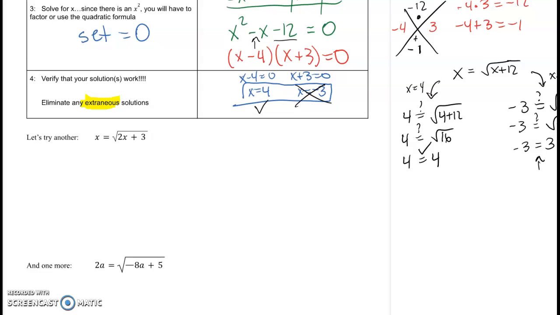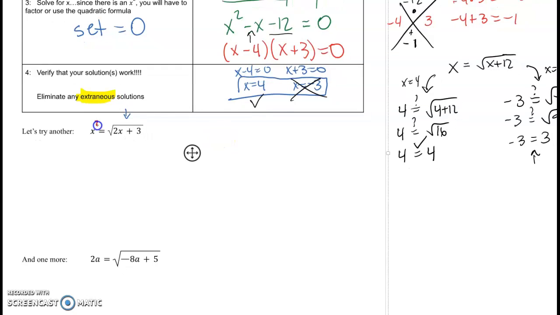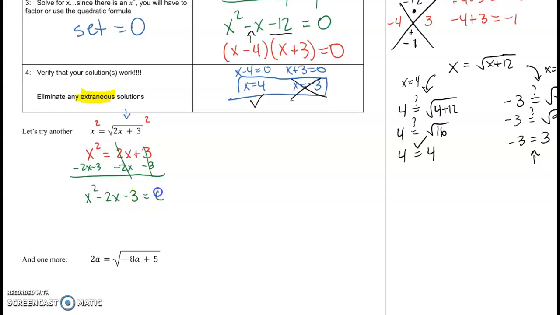Step 1, isolate the square root. This square root right there is by itself. So we move on to step 2, which is square both sides. We get x squared equals 2x plus 3. We're going to move everything to one side because we're solving a quadratic equation. We're going to subtract 2x and 3 from both sides. x squared minus 2x minus 3 equals 0.